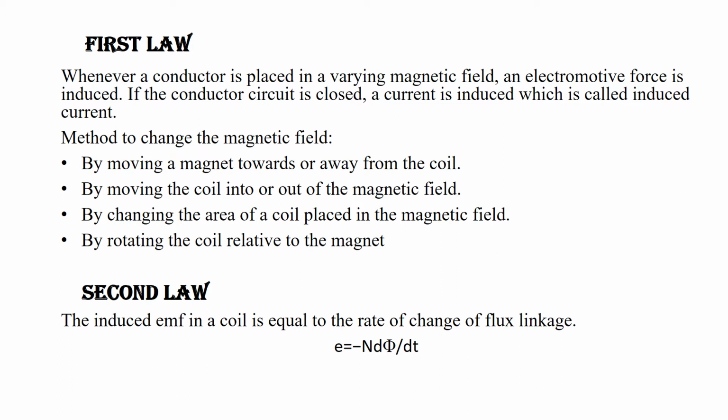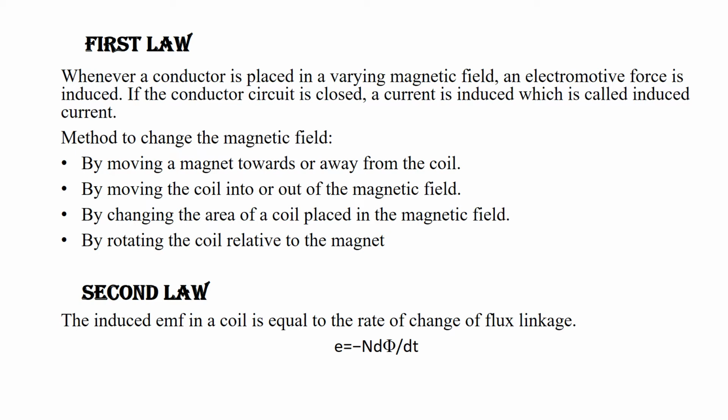If you want to change the magnetic field, there are four ways of doing so: by moving the magnet towards or away from the coil, or moving the coil into and out of the magnetic field. The other two ways are by changing the area of the coil placed in the magnetic field, or by rotating the coil relative to the magnet. That is, the magnetic field is kept stationary and the coil is rotated. This concept is implemented in the DC generator.